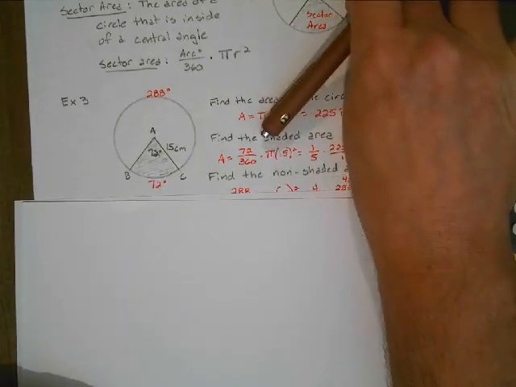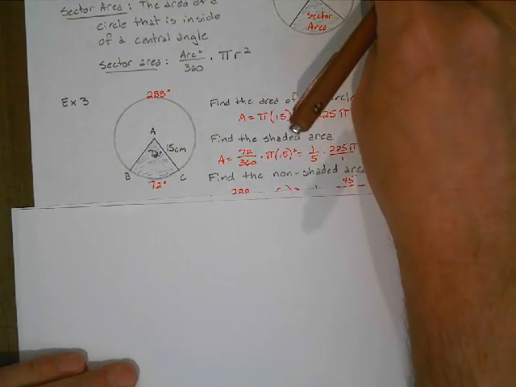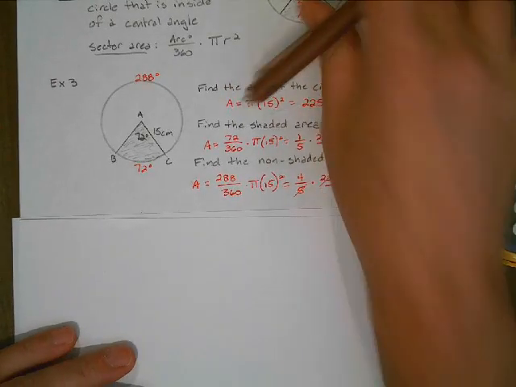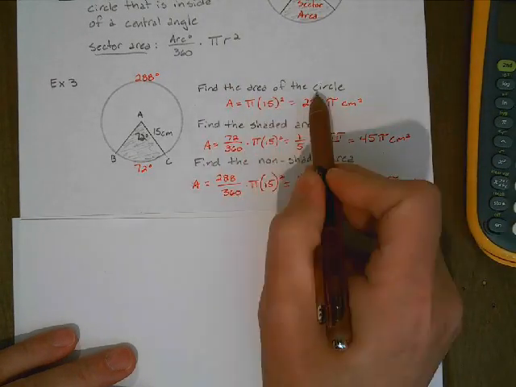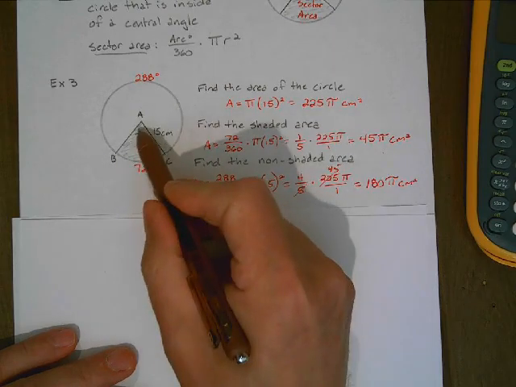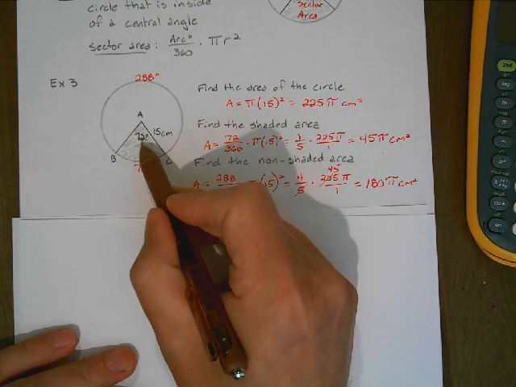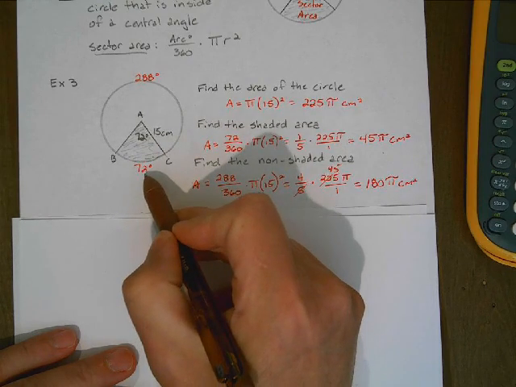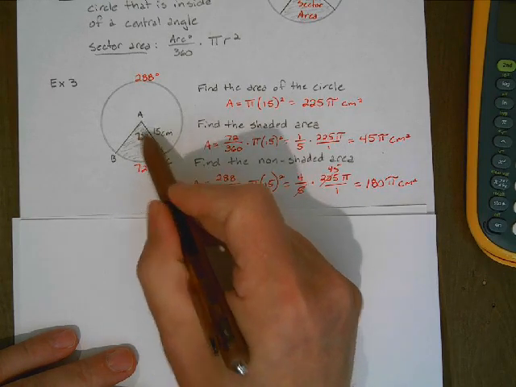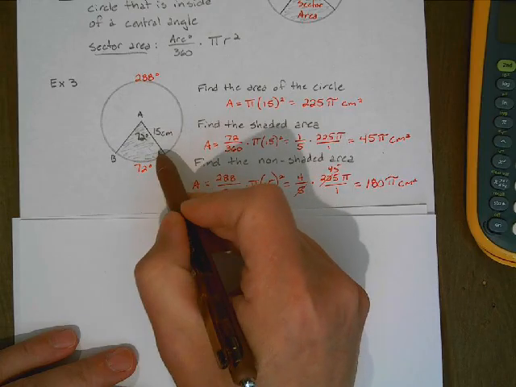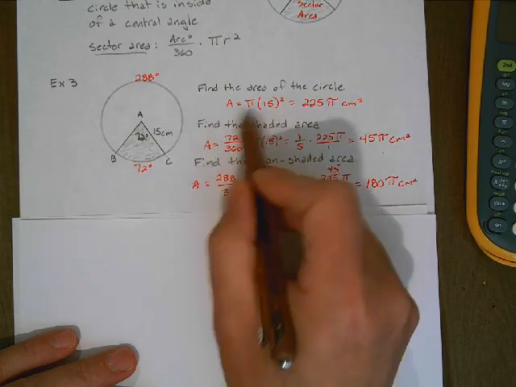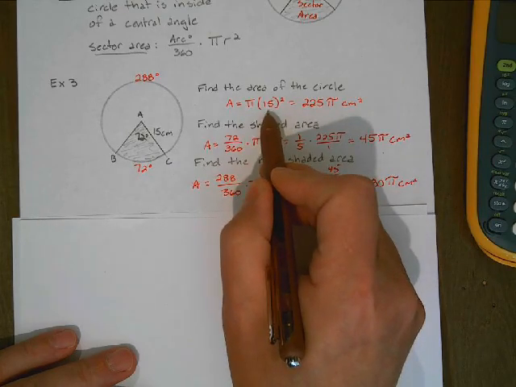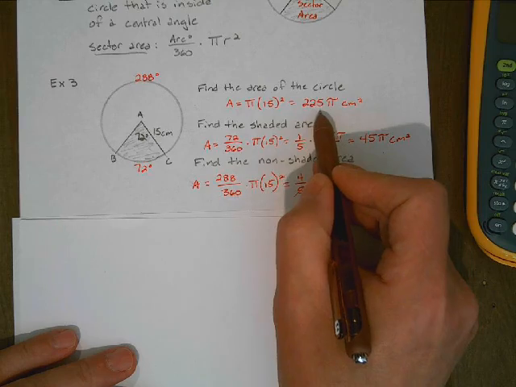All right, so in this problem here, example 3, we want to find the area of the circle. We know that this arc in here is 72 degrees, so that's a central angle. That means this arc out here is 72. And my radius is 15. So the area of the whole circle would be pi times 15 squared, which is 225 pi.